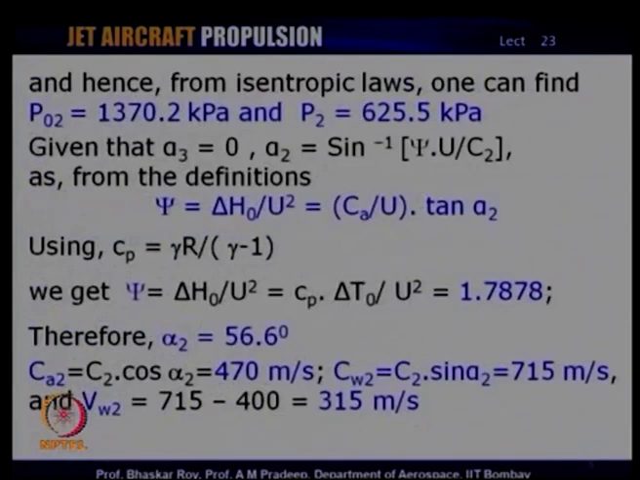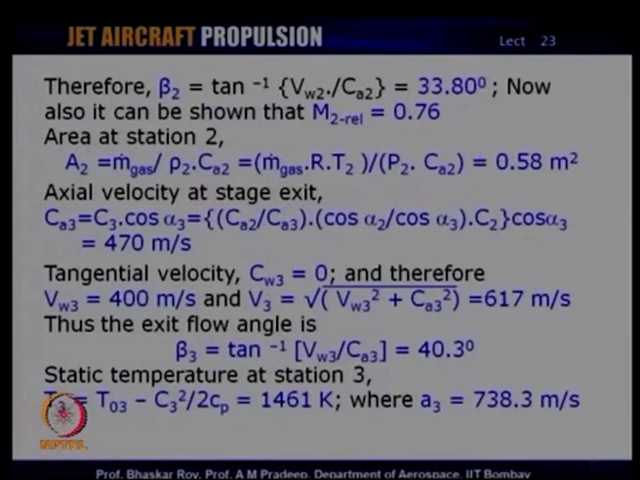Let us get back to the calculations that we were doing. Through the rotor, we can now find the area at station 2, which is at the entry to the rotor, and that is again found by using the continuity condition. The continuity condition tells us that the value of A2 can be written down in terms of the various flow parameters there, and it comes out to be of the order of 0.58 meters square.